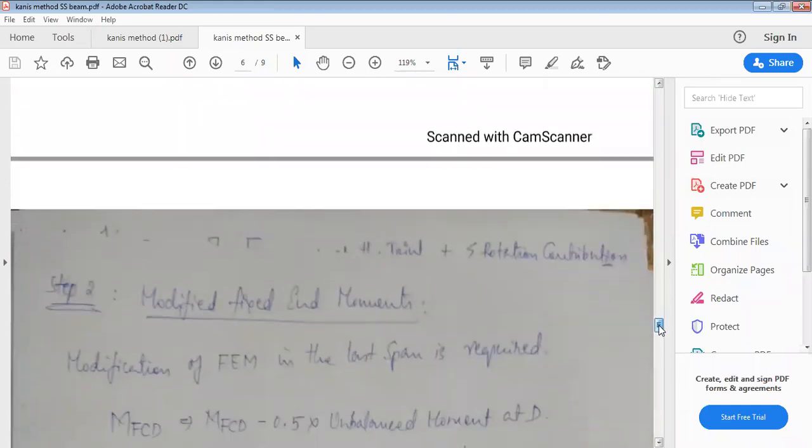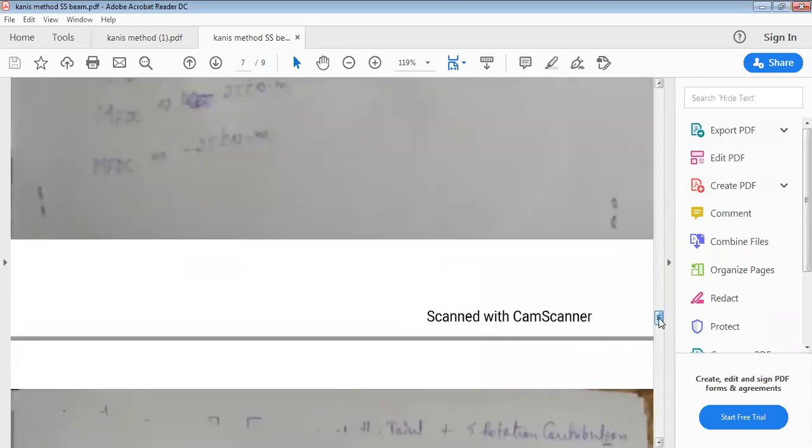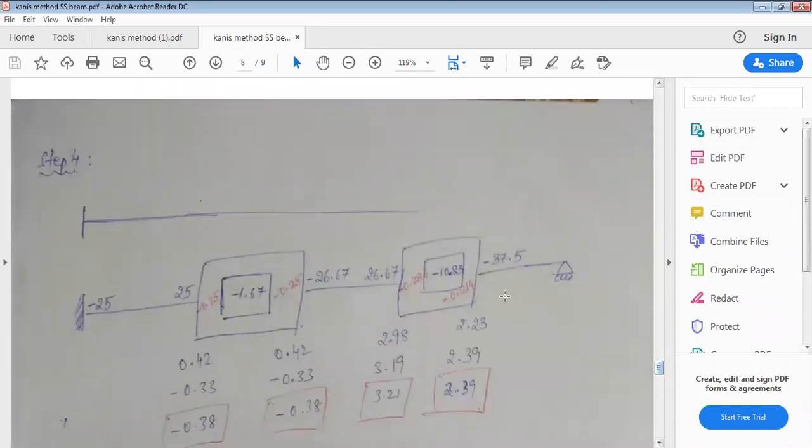What we are doing is trying to modify the fixed end moments. Whatever movement I am having here, I am just trying to carry over that movement. I am trying to nullify the movement at D and bring that movement to C. That is another method of solving this.